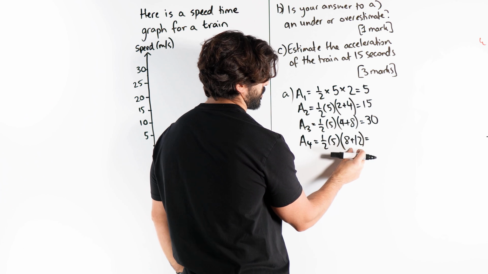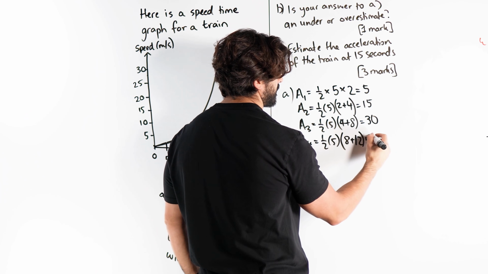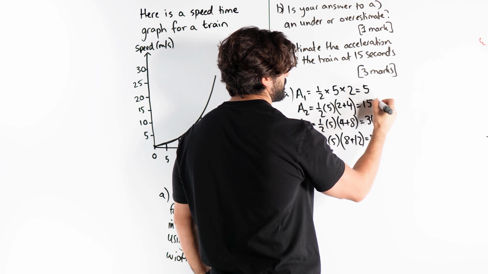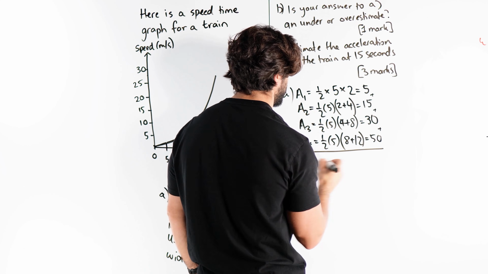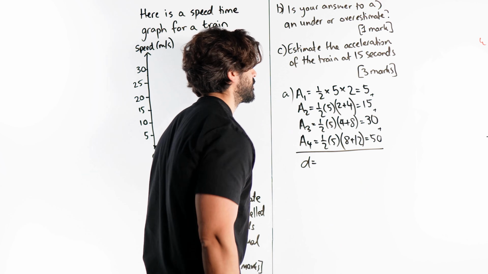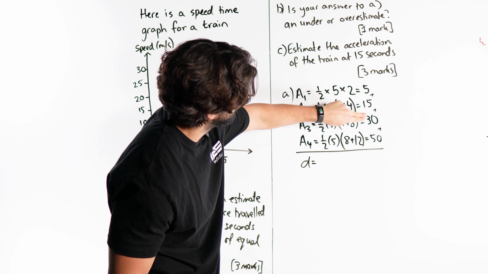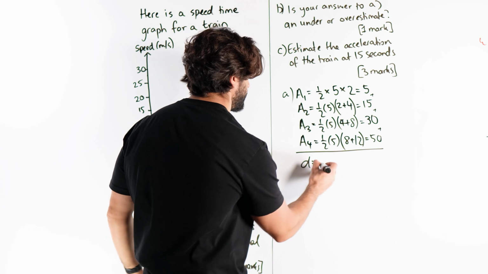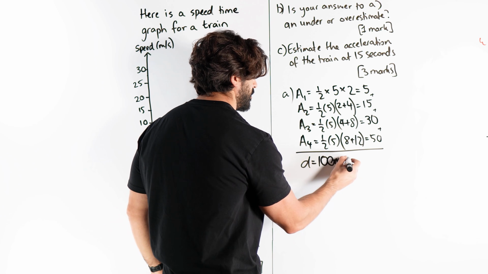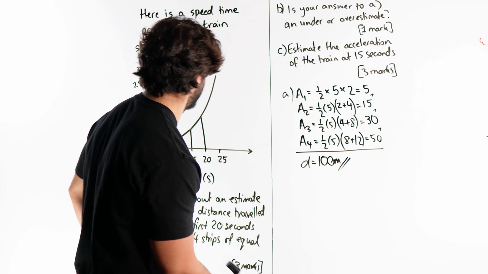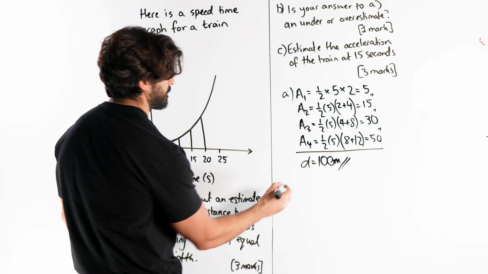8 plus 12, 20. Half, 10 times 5, 50. Now we add them up to get our total estimated distance traveled, which is 20, 50, 100 meters. You traveled 100 meters in the first 20 seconds. Part B.